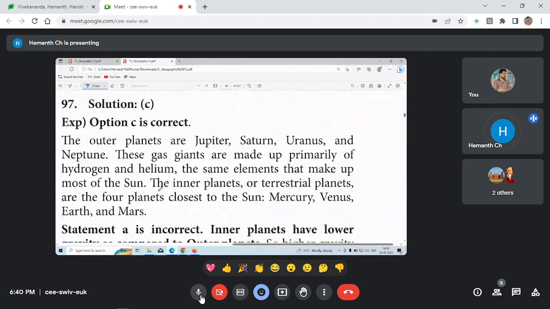Option C: The outer planets are Jupiter, Saturn, Uranus, Neptune. These are gas giants made up of primarily hydrogen and helium, the same elements that make up most of the sun.